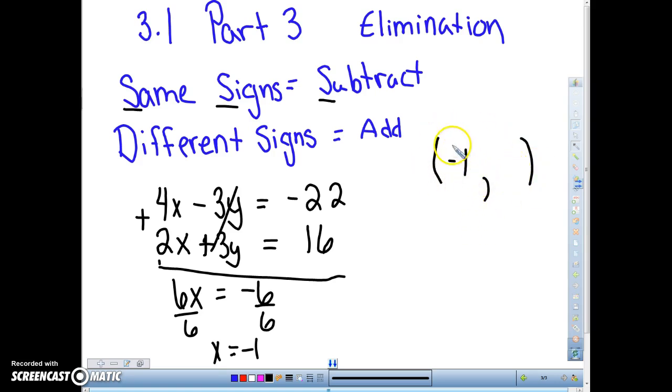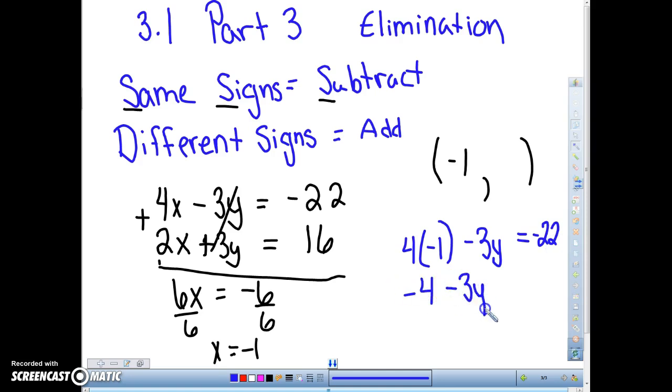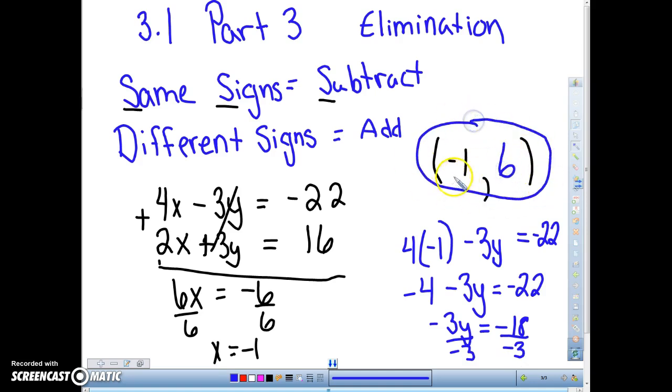Then to find your y, you plug this back in. So we plug negative 1 back in for x, so 4 times negative 1 minus 3y equals negative 22. So you have negative 4 minus 3y equal negative 22. You add 4 to both sides, you get negative 3y equals negative 18. Divide by negative 3, y is 6. To verify your answer, you would plug in negative 1 for x, 6 for y, and in the first equation, you would want it to give you negative 22, and in the second equation, it should give you 16.